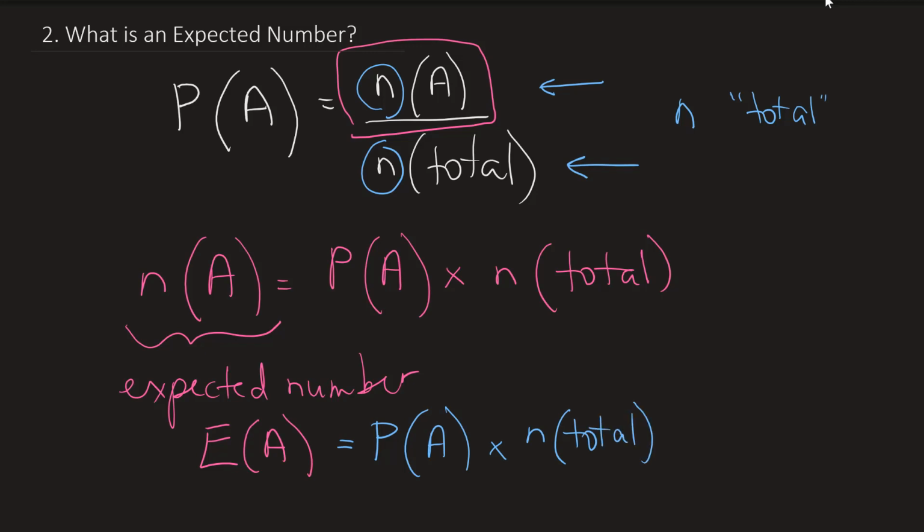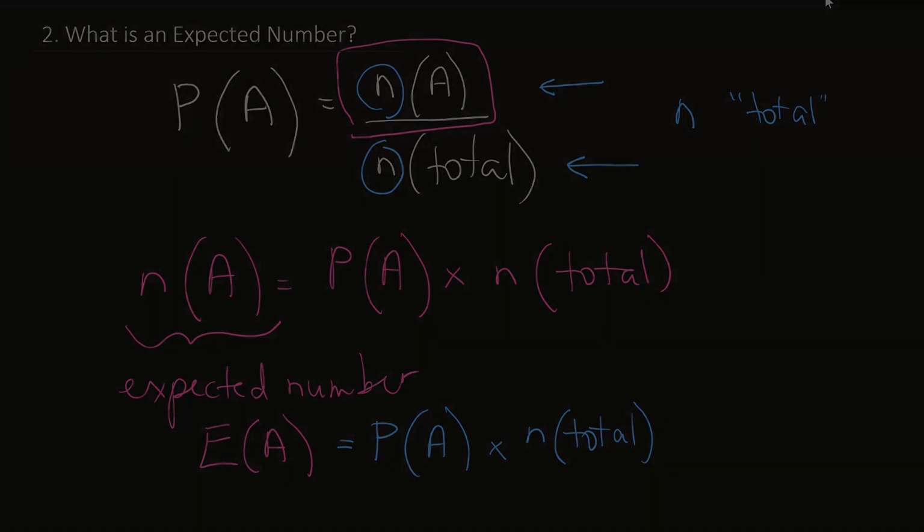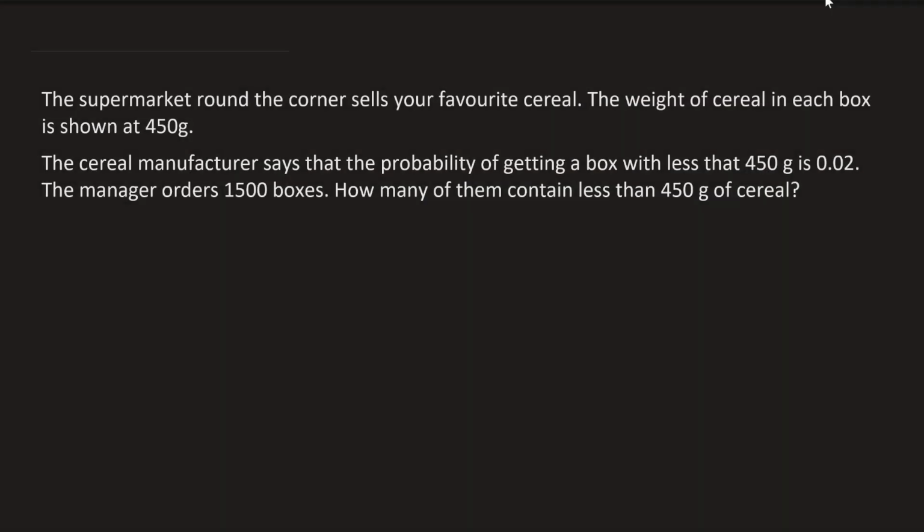Let's see how this works in real life, because this has really very many practical applications. Here's our first example. The supermarket around the corner sells your favorite cereal. The weight of cereal in each box is shown at 450 grams. The cereal manufacturer says that the probability of getting a box with less than 450 grams is 0.02. The manager orders 1,500 boxes. How many of them contain less than 450 grams of cereal?